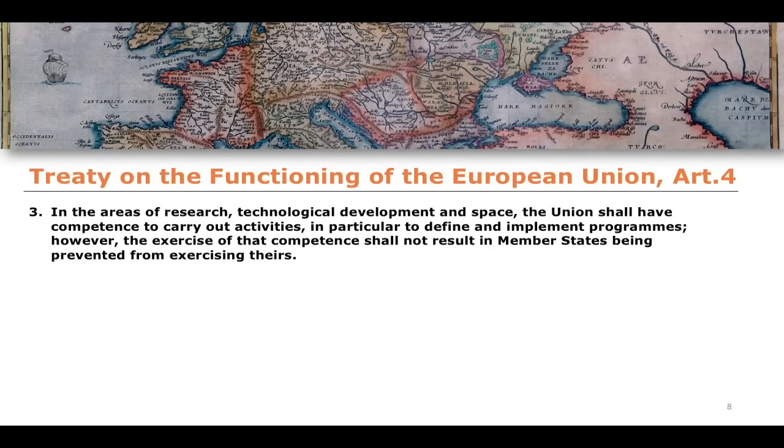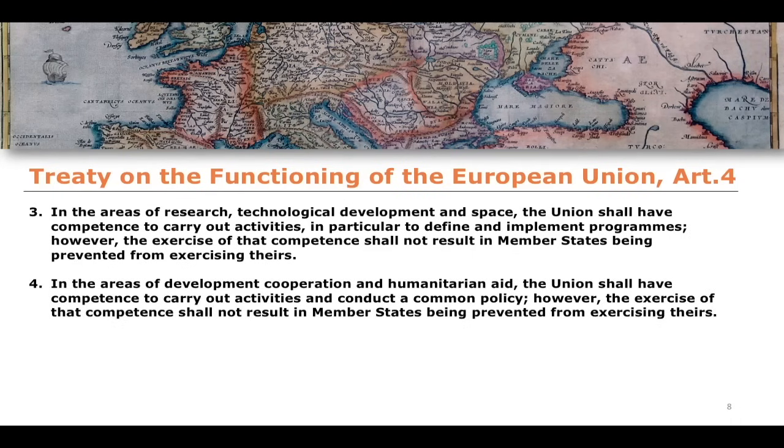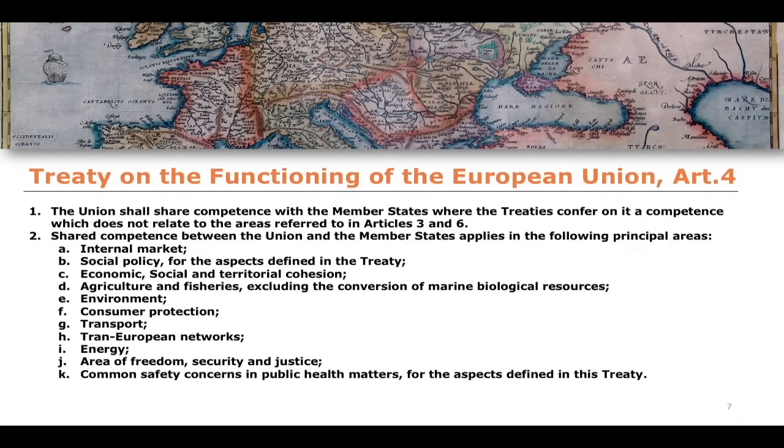And then they go on to say that in areas of research, technological development and space, the Union shall have competence to carry out activities, in particular to define and implement programs. However, the exercise of that competence shall not result in member states being prevented from exercising theirs. In areas of development cooperation and humanitarian aid, the Union shall have competence to carry out activities in the conduct of common policy. However, the exercise of that competence shall not result in member states being prevented from exercising theirs. If we go back to the areas of shared competence in Article 4.2, you can understand why these are seen to be areas of shared competence.